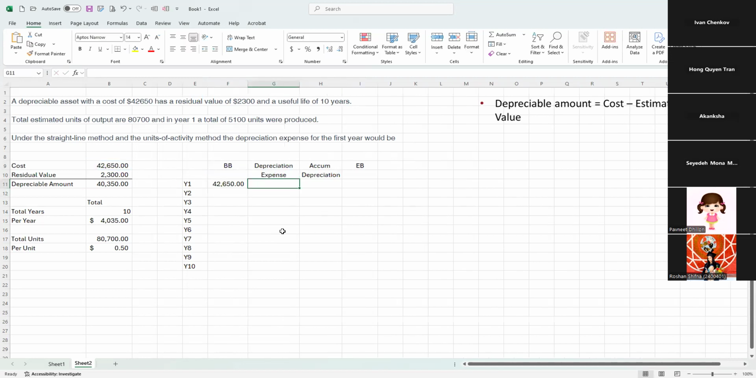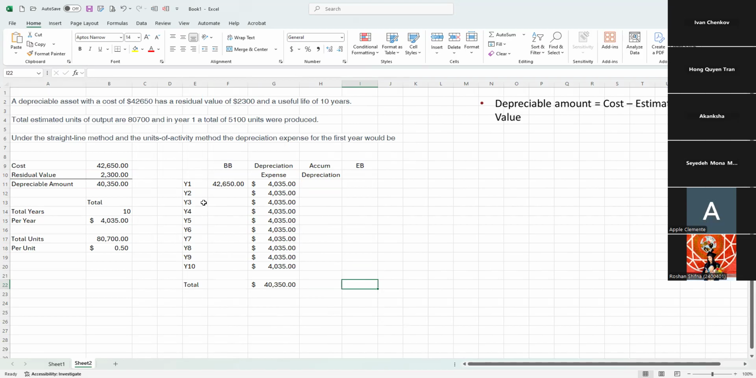How much is my depreciation expense every year? Every year will be that amount. Is that going to change? No. So I can easily drag this amount all the way for 10 years. And after 10 years, how much will be my total depreciation? 40,350. After year 10, what should be my ending balance here? 2,300. That's my objective now.